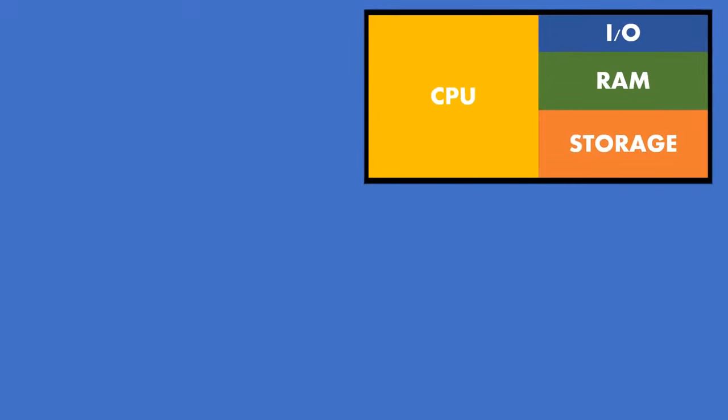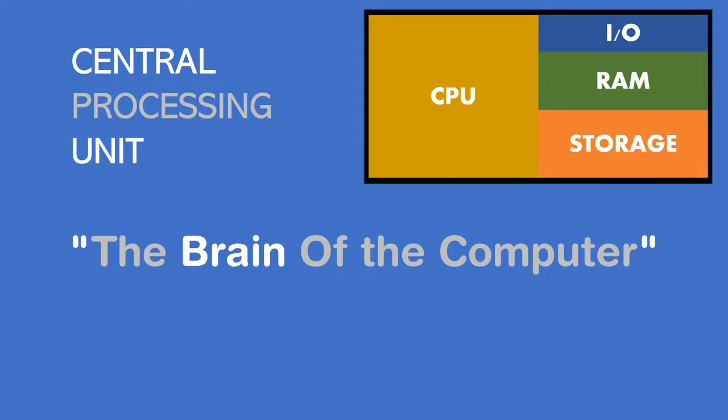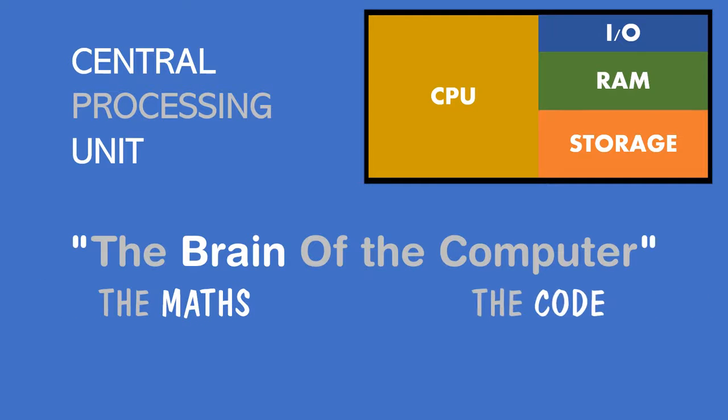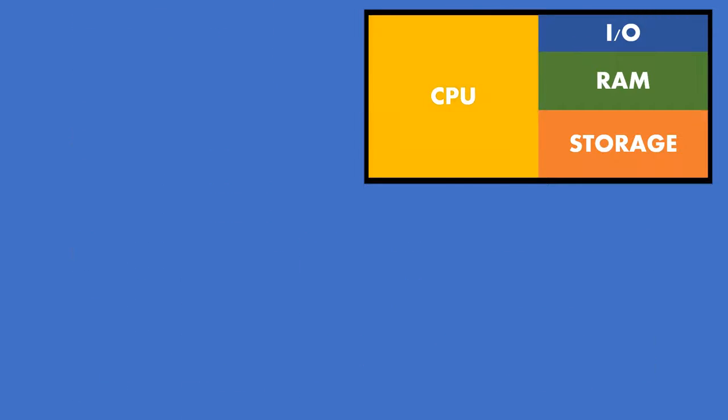Okay, as we take the cover off again, I'll just cover the main part of the computer as being in 4 groups. The first group is the CPU. This stands for Central Processing Unit. This is known as the brain of the computer. All of the maths is done in here. All of the code is handled in here. The rest of the computer is managed from here. Without a CPU, the other groups are basically useless because there's nothing using them.